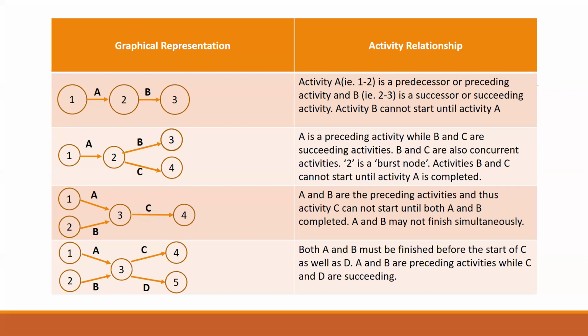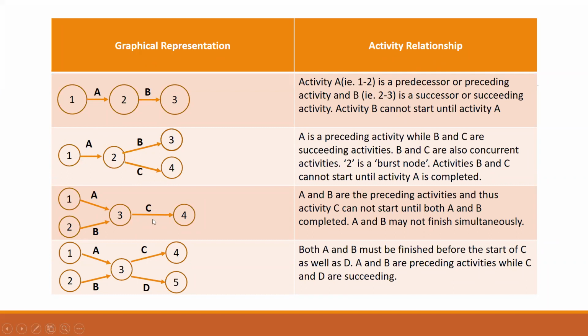Clear? Now, in the previous slide also, I showed you the burst node. So the node here, node number 2, is your burst node. And there are two activities which are starting once your activity A completes. Okay, so B and C will commence concurrently. So they are also known as your concurrent activities, or simultaneously, once your activity A is over.